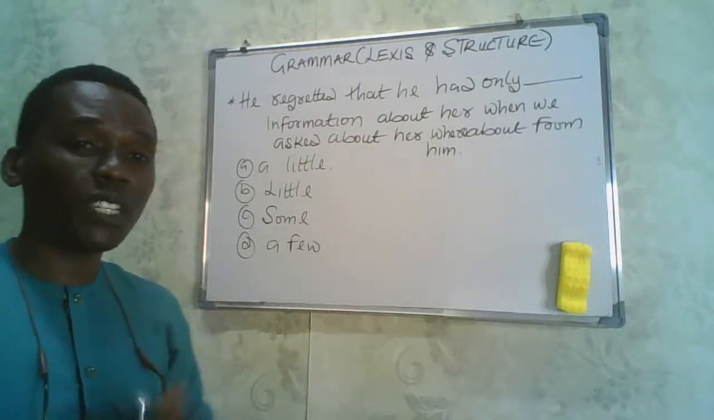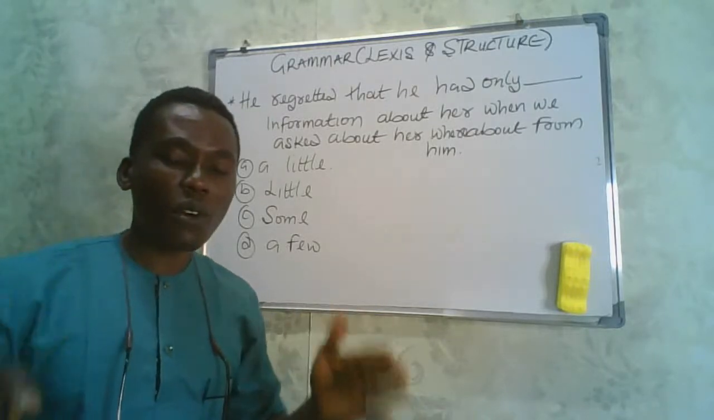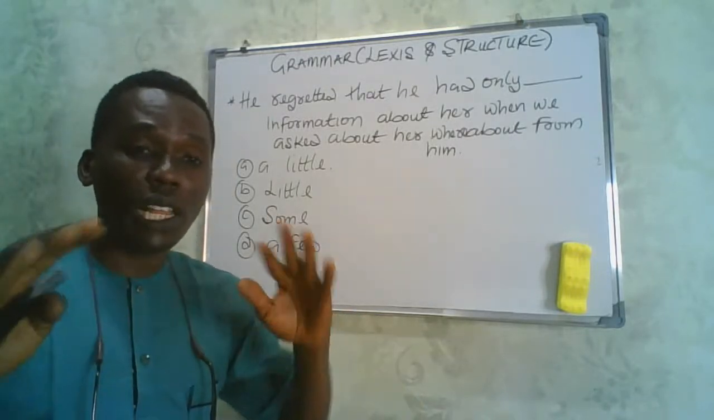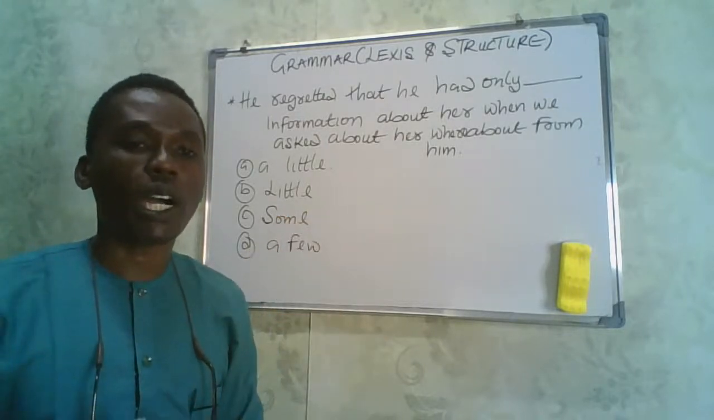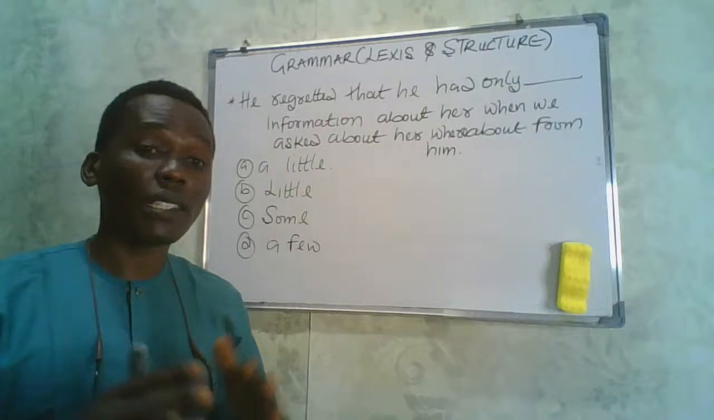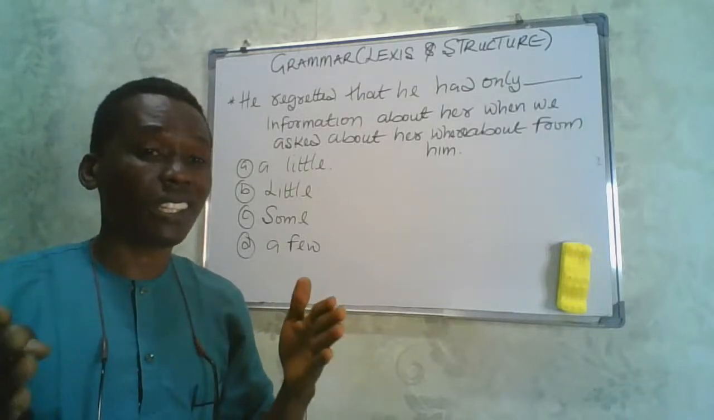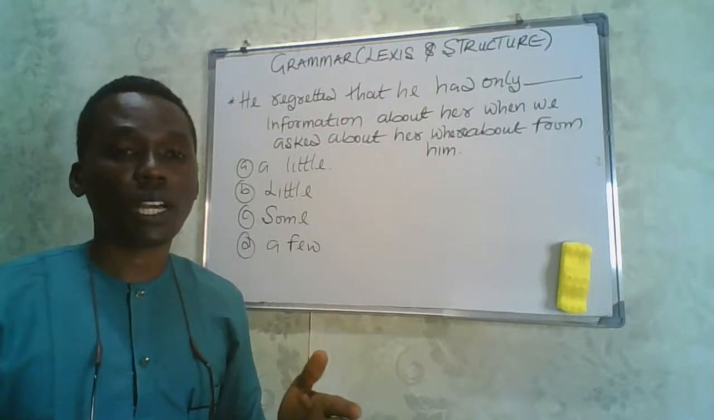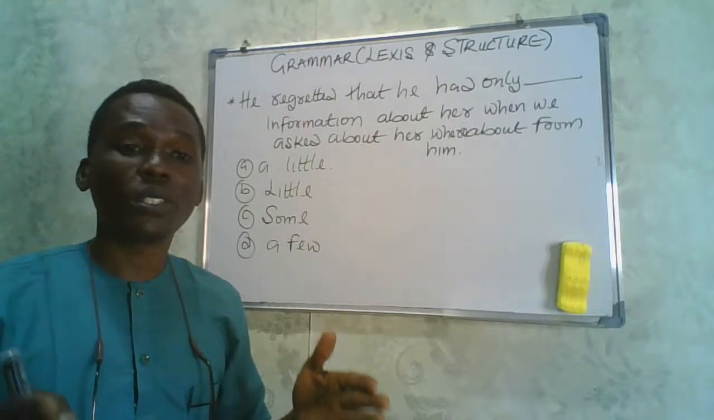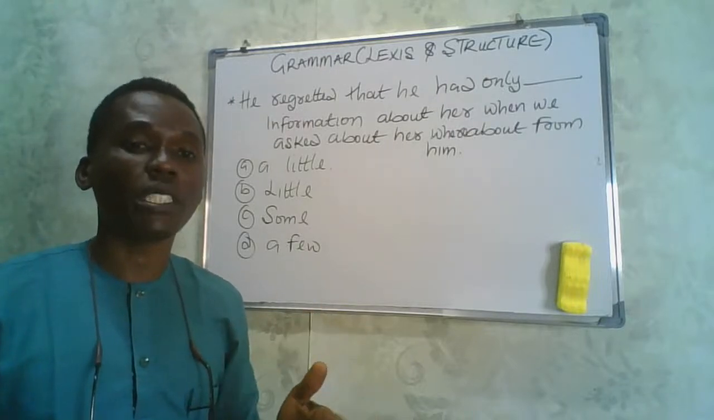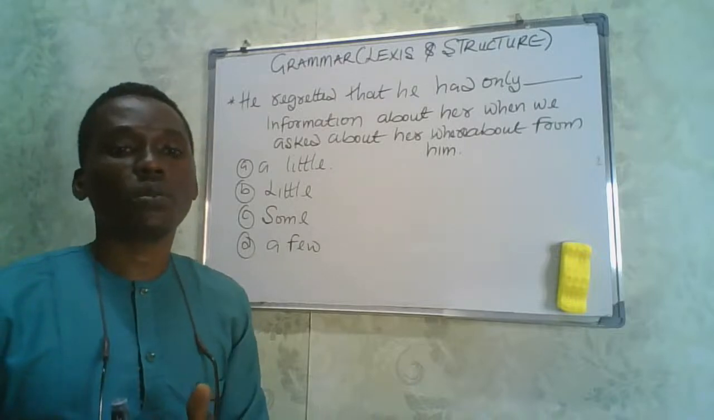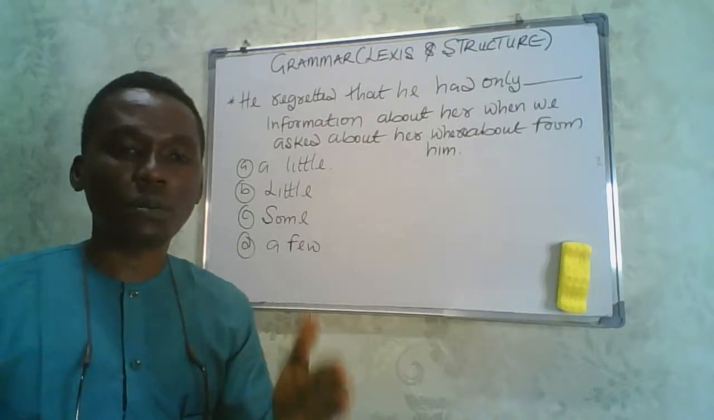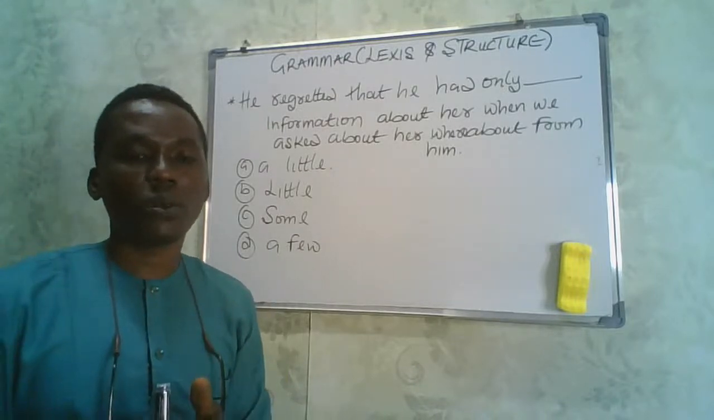In our class today, we have come to see what lexis is, and we've also come to see what structure is. So whenever you are asked in any examination, what is lexis? You already know what lexis is. Lexis is just the aspect of English language, while structure is the aspect of the language itself, the rules governing the formation of the language itself.